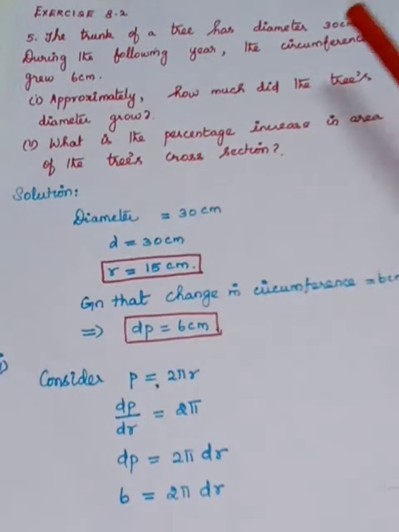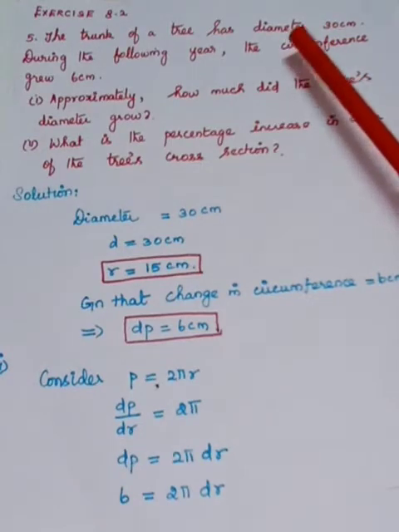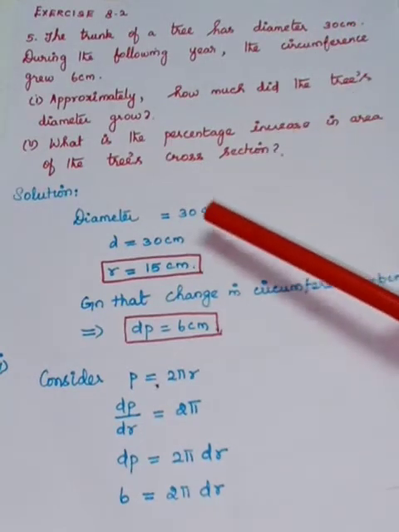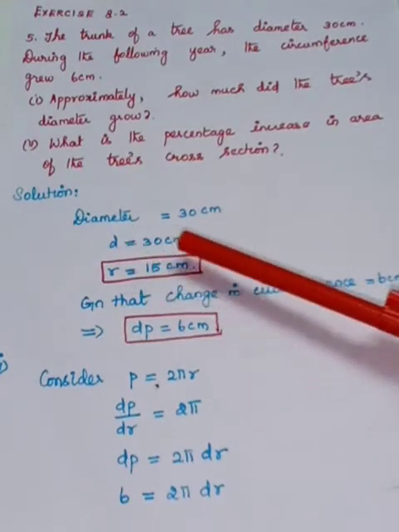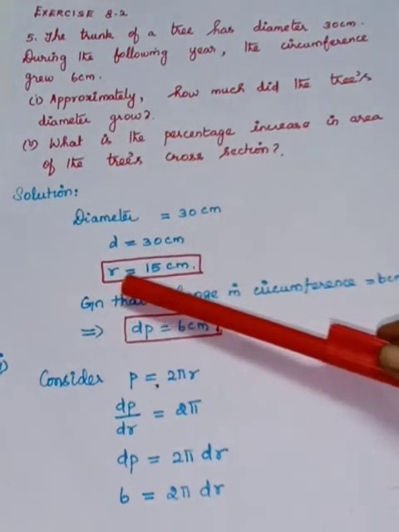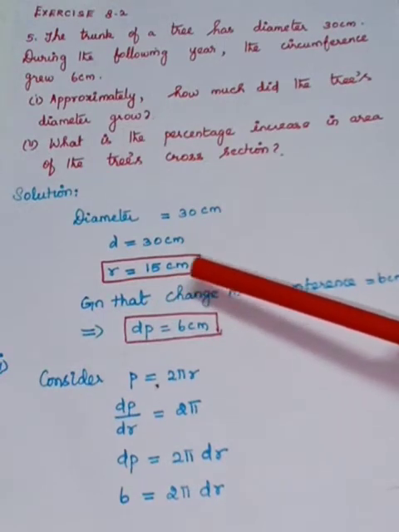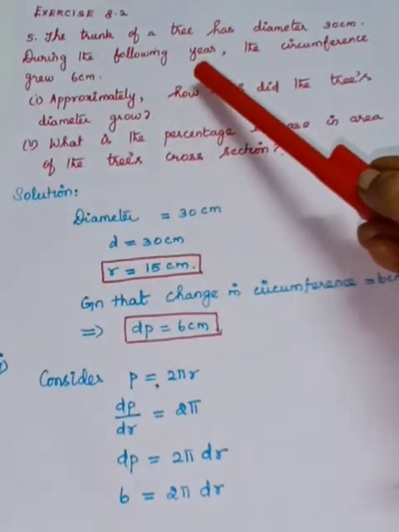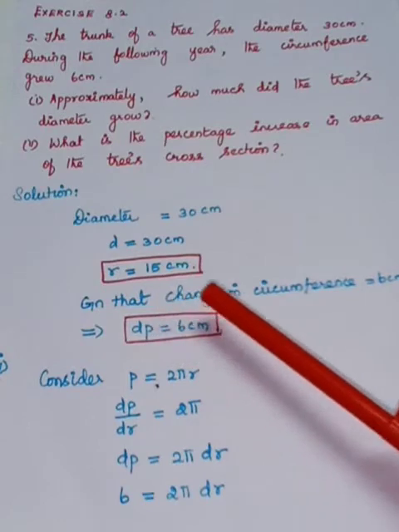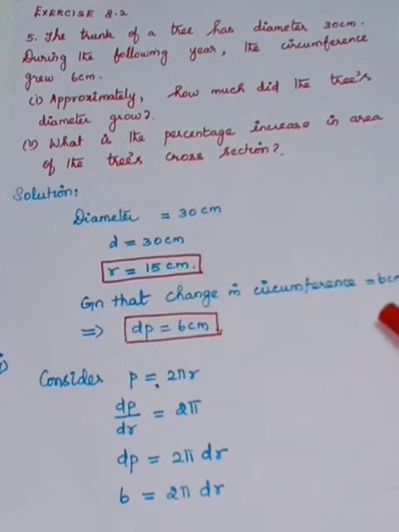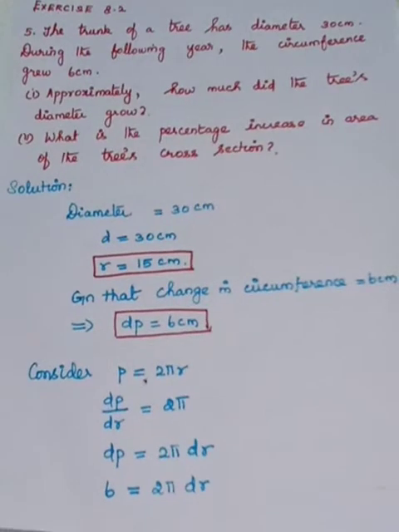See now, it is given that the trunk of a tree has diameter 30 centimeters. So D is equal to 30 centimeters. From that, the radius is equal to 15 centimeters. And you see that during the following year, the circumference grew 6 centimeters. So there is an increment in the circumference. It's given that the change in the circumference is 6 centimeters.